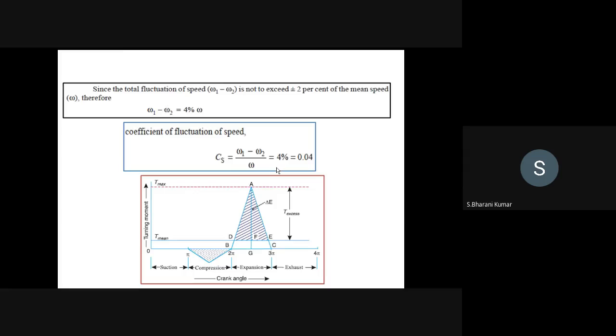So look at the diagram, and then I will move on to the next slide. I move on to the next slide now.